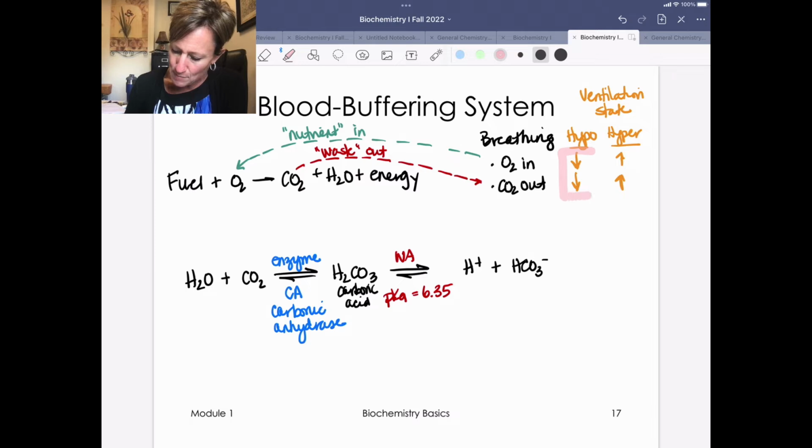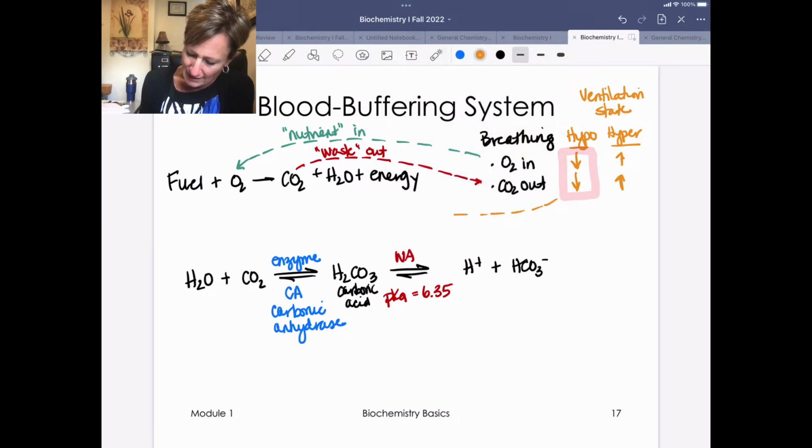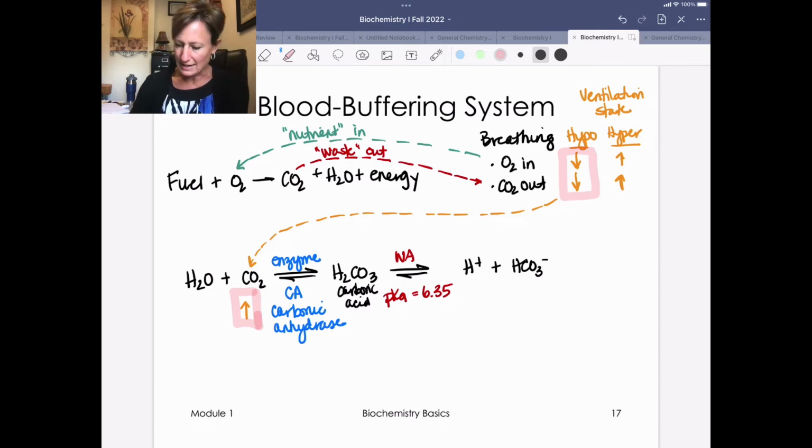So when we think about hypoventilating, what's going to be happening here is we are going to have, as we highlighted, decreased levels of oxygen coming in, but importantly for this context, we are going to have decreased levels of CO2 going out. What that means is we are going to have elevated levels of CO2. Let me put that in orange here. Elevated levels of CO2 are going to be happening when we are hypoventilating.